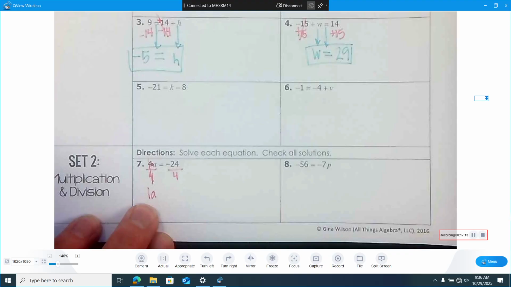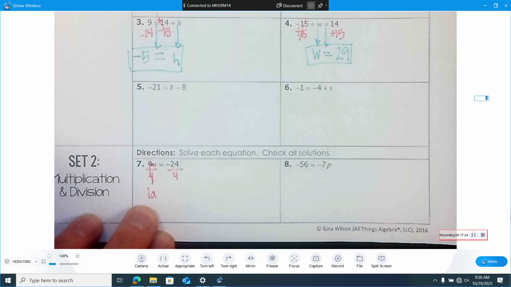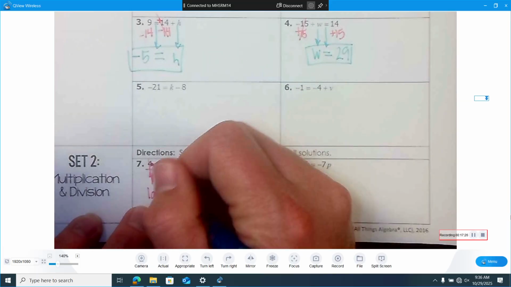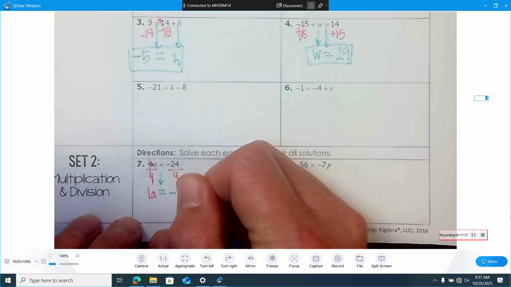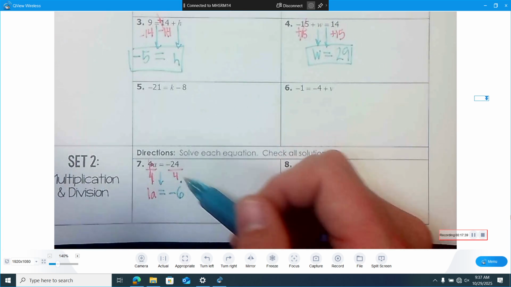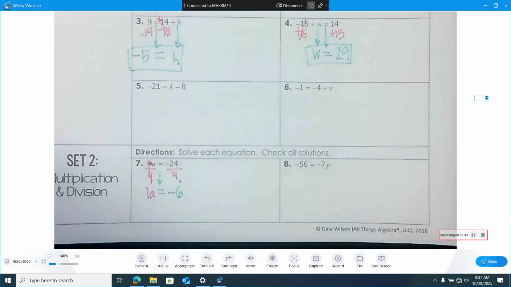Do I need to write the 1? No. Is it a 0? No. And I want you to make sure you understand that. 1A is the same as just a plain old A. Okay? All right, I'm going to bring down my equal sign. What is -24 divided by 4? 6 or -6? -6. If there's one negative sign, it's negative. All right, odd number of negatives, negative result.